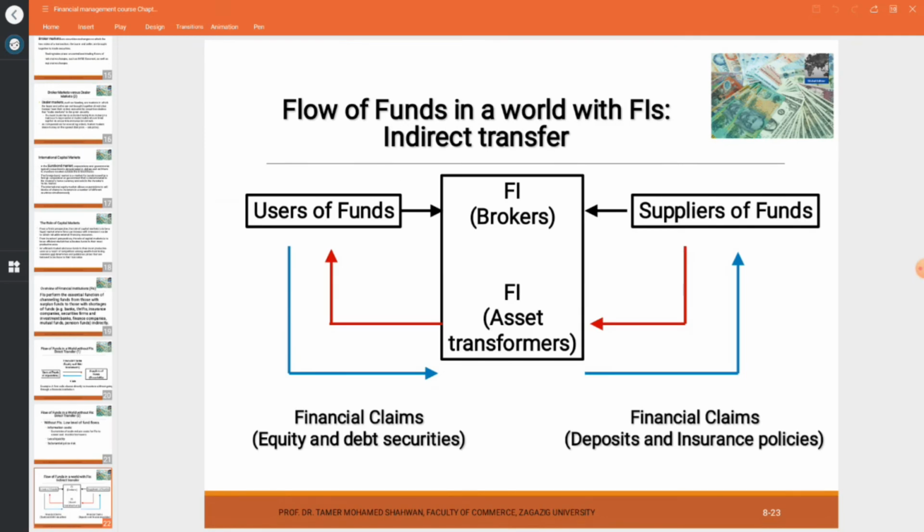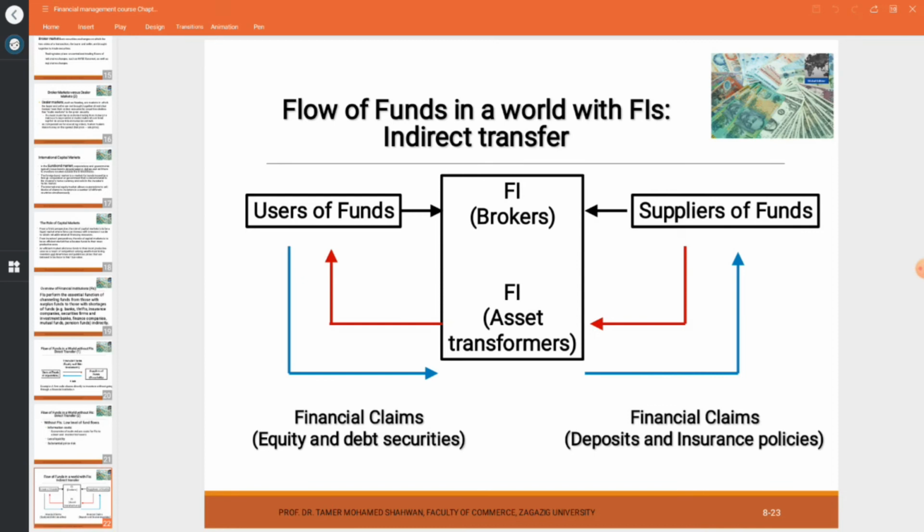In this matter, we could refer to the role of the financial institution. Give a look. This is the world, but the financial institution exists. It means that the financial institution is working as an intermediary, and they are able to provide two main functions: working as brokers or working as an asset transformer.